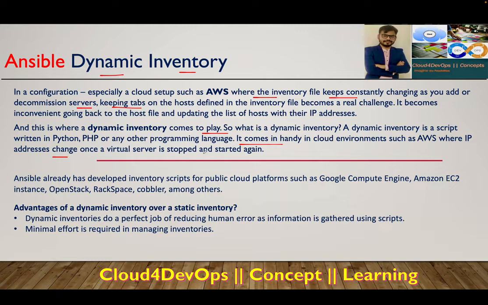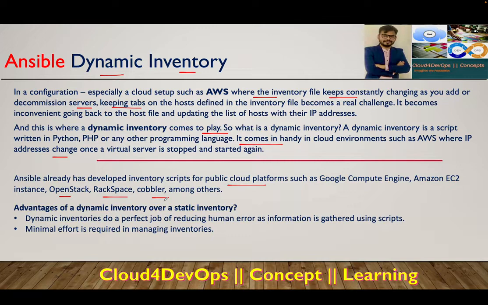One of the best parts here is that you don't have to write a script, because Ansible has already developed inventory scripts for public cloud platforms such as GCP, Google Compute Engine, and Amazon EC2 instances. We have OpenStack, then Rackspace, Cobbler, among others. And I guess Azure is also there. So you don't have to reinvent the wheel. You just have to use what Ansible is already giving to us. That's what makes dynamic inventory useful for us here.